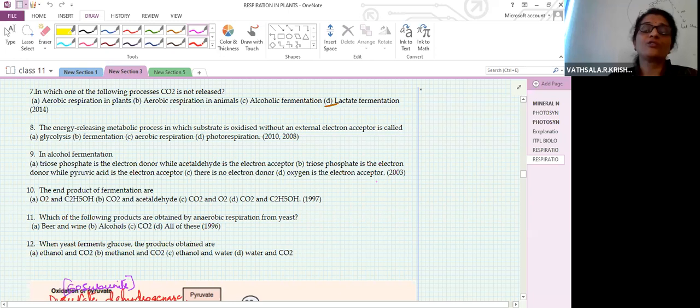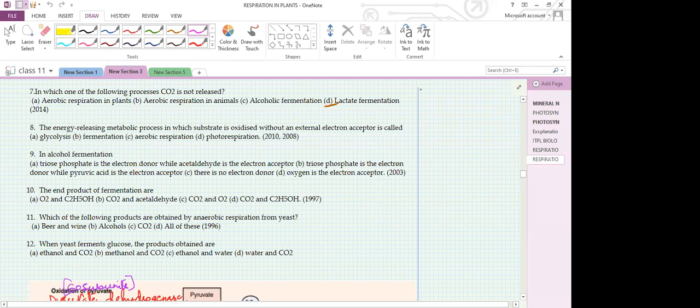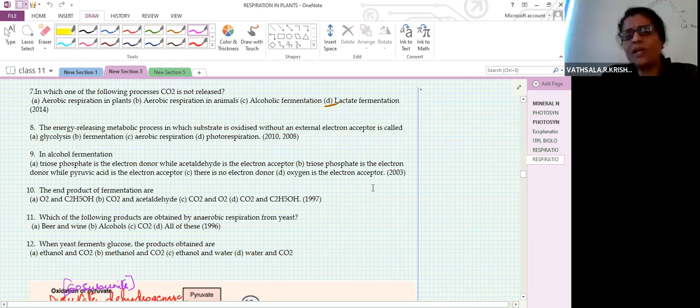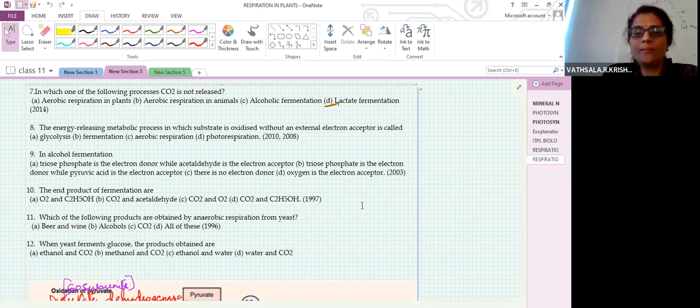This is the latest question. There is no electron donor. Where? What's your answer, Bihan? Why is Bihan not talking today? What happened to Bihan?